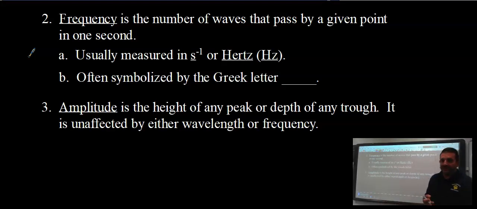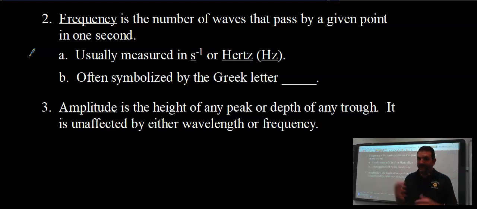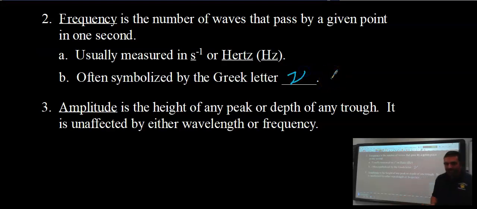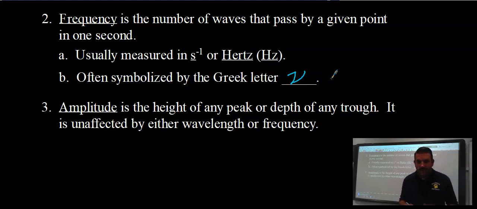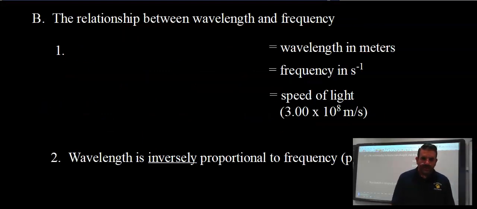The symbol for frequency, if you're in physics, the symbol makes sense. It's an F. This is chemistry, so the symbol is a Greek letter called nu. It kind of looks like a V. Third property of a wave is amplitude. Amplitude is simply how high a wave is. Amplitude has nothing to do with wavelength or frequency. We'll see in a minute, though, that frequency and wavelength are related to each other, and you need to know that relationship.